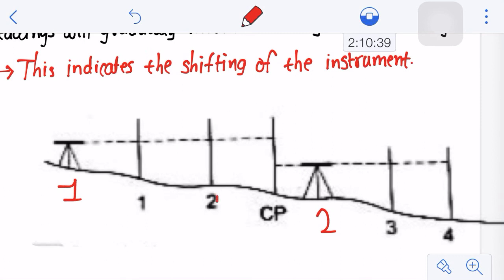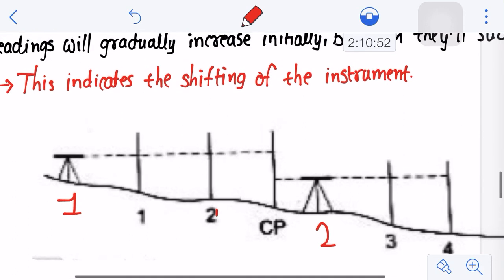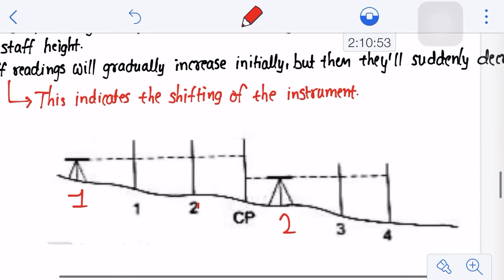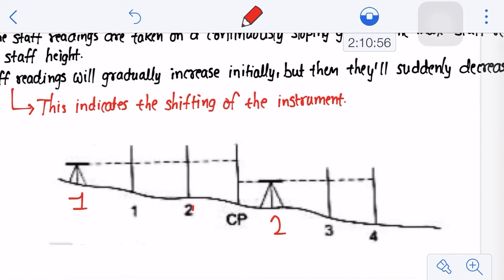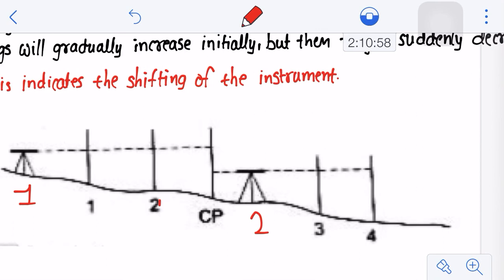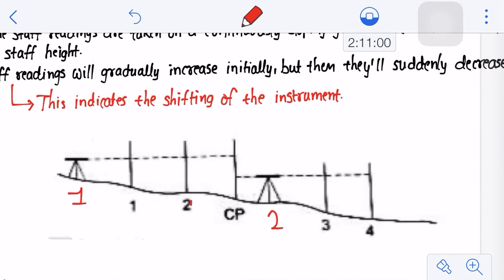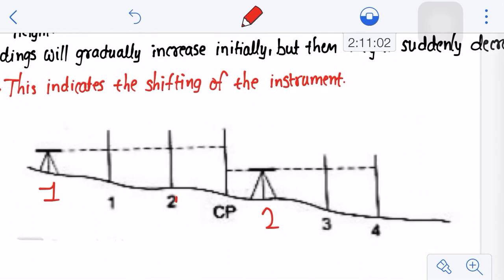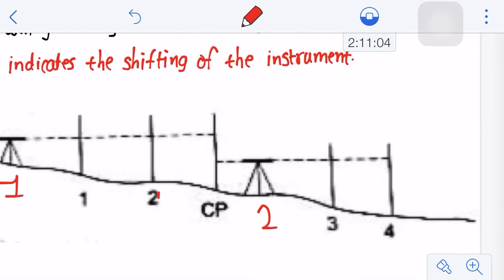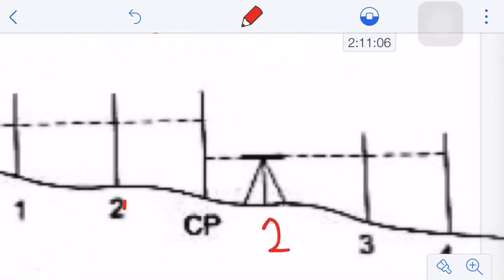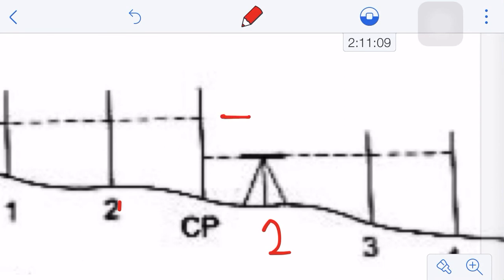Now as this is a continuously sloping ground, your staff reading will go on increasing from station 1 to station 2, then 2 to the change point, and it will go on increasing until it reaches the maximum, and finally you will see a sudden decrease in the reading, right? That sudden decrease is indicating the shifting of the instrument. So as you shift your instrument from 1 to 2, your reading will be lesser, giving you a sudden decrease.